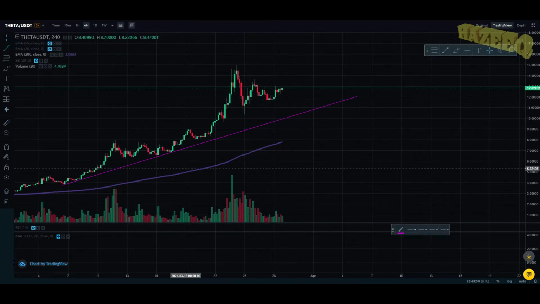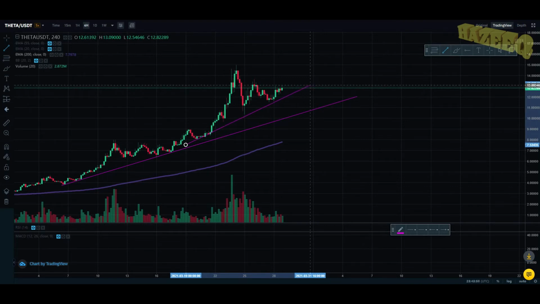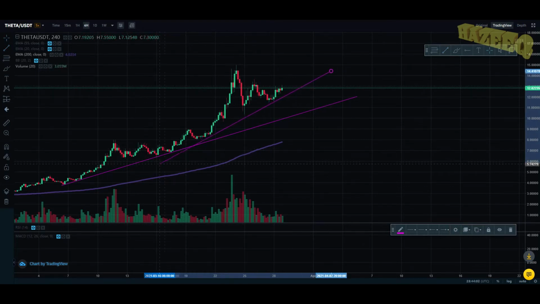Now, you could say that there is another resistance line in here. Look at that. Price bouncing off nicely. Look at that. That is another resistance. So if we were to drop below this resistance, this would be the next resistance that you would be targeting. So this is how you can draw your resistance lines as well.